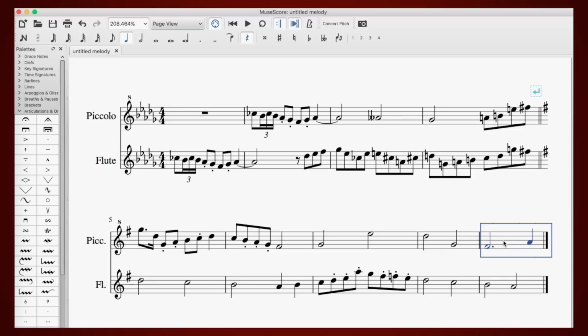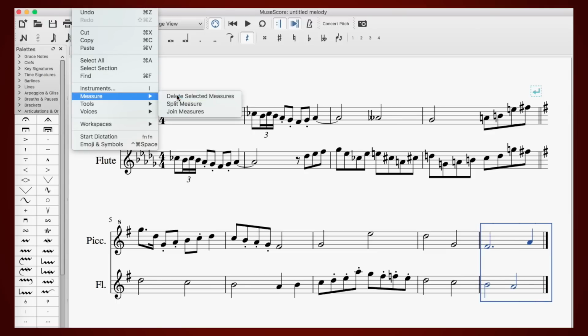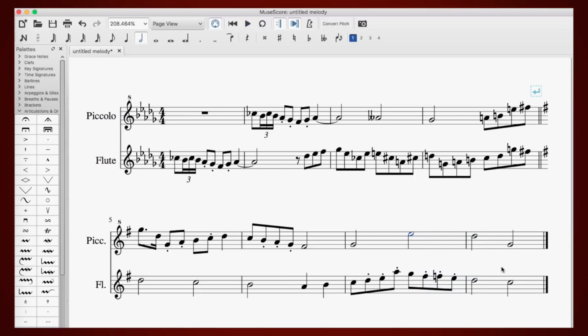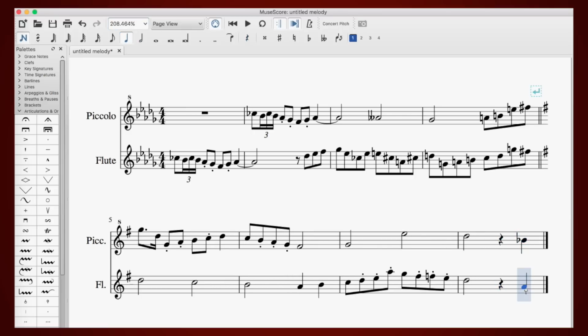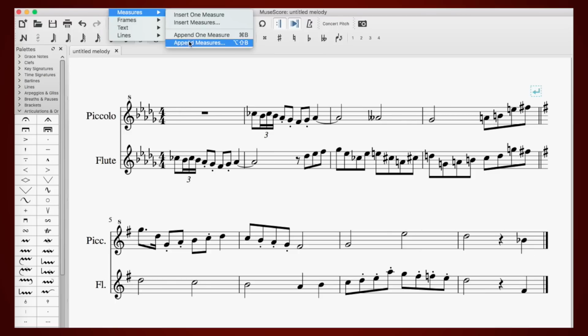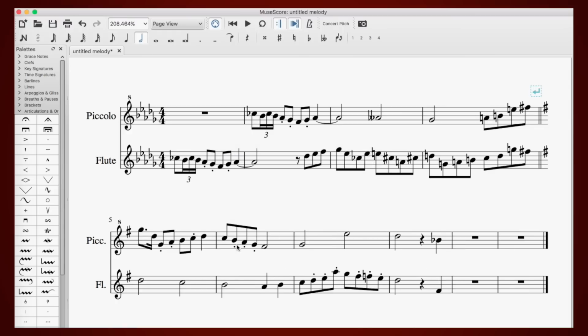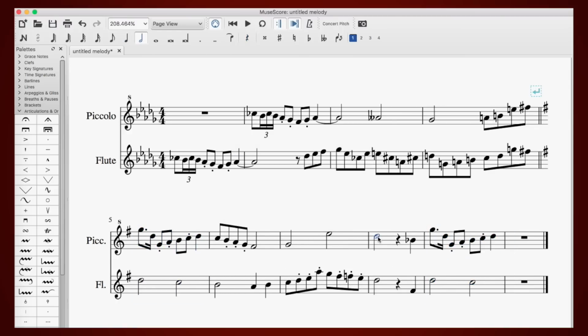I don't like the way it extends for that other bar. Let me go ahead and remove this bar. And then from here, I think maybe it would extend. Yeah, let's do that. Whoops, I meant to be natural there.